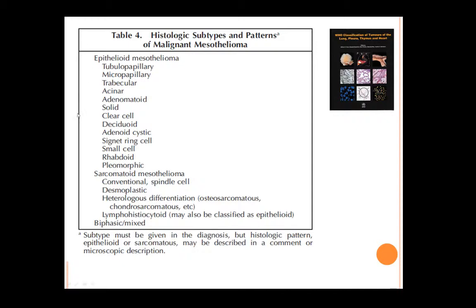Also, recognition of these patterns is important because it helps the pathologist to choose the appropriate immunohistochemical panel to get to the correct diagnosis. Also, these patterns have prognostic significance, so recognition of these patterns is important, and reporting them is important in our pathology report.